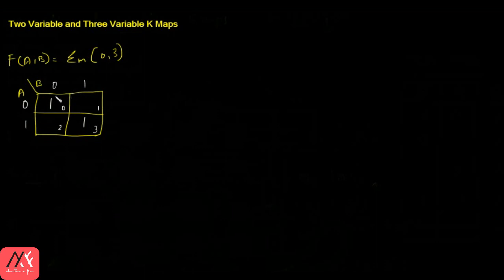Now you can see these are in the diagonal position, you cannot group them. As far as the K-map rules are concerned, the ones can be grouped if they are adjacent to each other, not in the form of a diagonal, right?